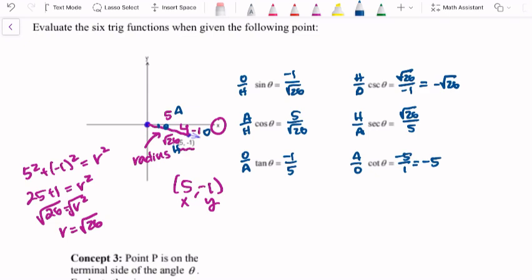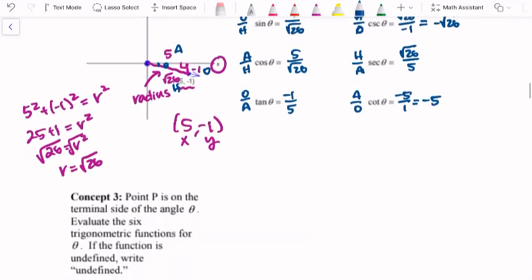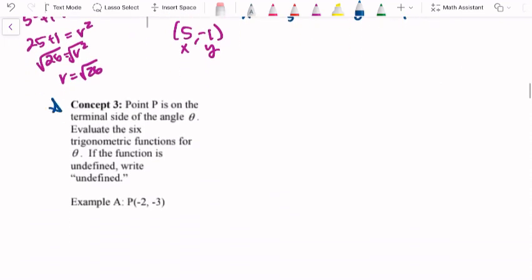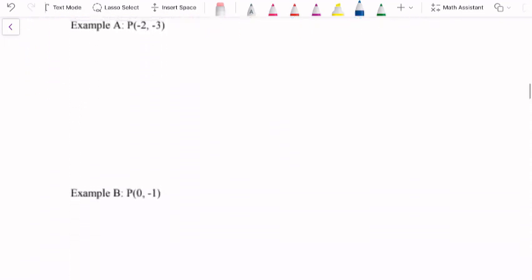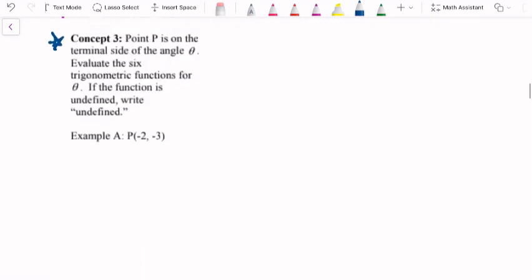Okay, cool. I think we are going to pause here for now because I would like to do these next 2 examples, A and B, in class together. Where we are going with this is that we're eventually going to want to be given a point and be able to identify our trig ratios for it. So hold off on doing these examples, we'll do them together, but that is all for this video, and I will see y'all later.